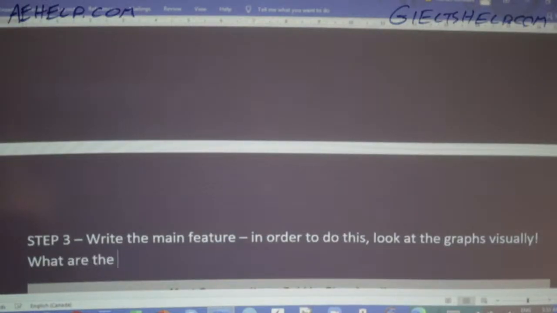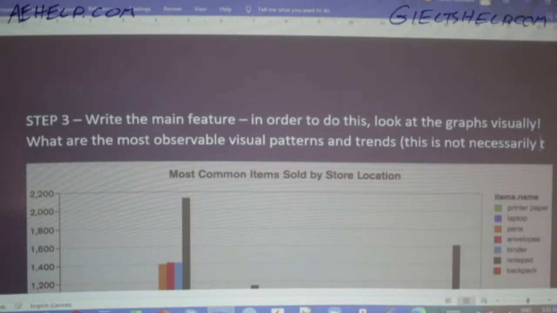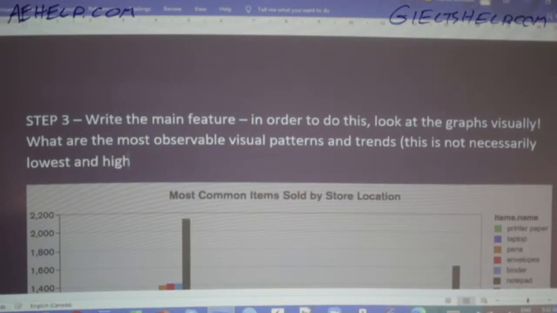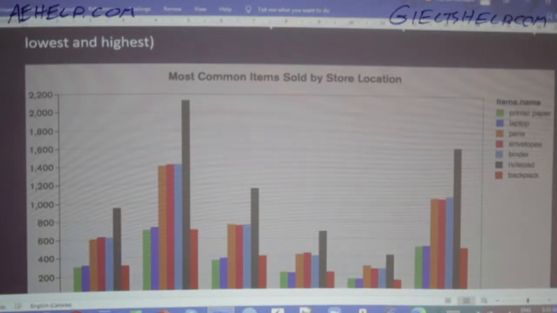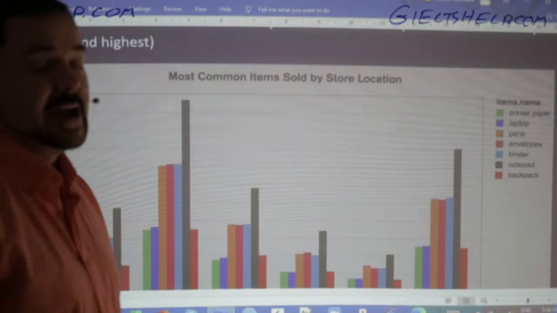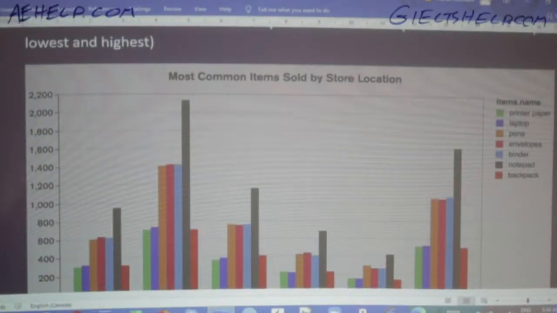What are the most observable visual patterns and trends? Okay? So this is not necessarily lowest and highest. If you do lowest and highest, you can get a band 6, maybe a band 6.5 if you have some really good writing. Perhaps a band 7 if we're really stretching it. But in order to get into those higher band scores, because again, remember, academic is also testing your thinking. It's not just testing your English. You have to go above and beyond just simply looking for highest and lowest.